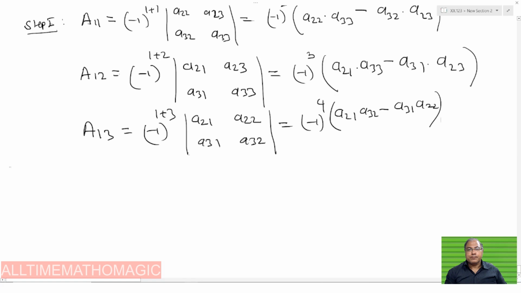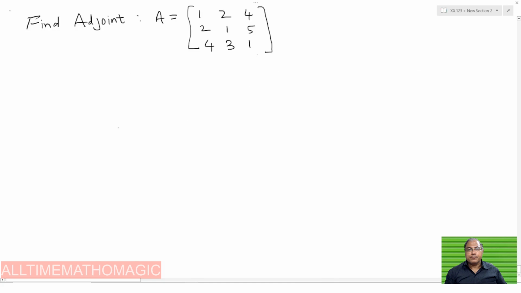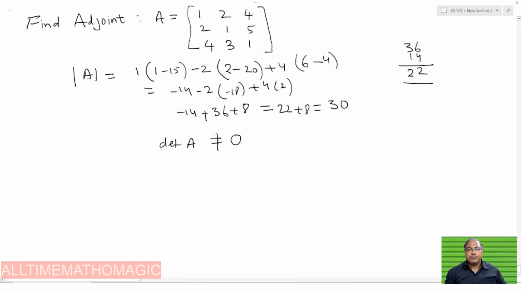Now I will take one example and solve one complete problem for you, so that you will get an idea how to find the adjoint of a 3 by 3 matrix. We have to find the adjoint of A equal to 124, 215, 413. Step 1, find the determinant of A. Here the determinant of the given matrix is equal to 30, that is, determinant of A is not equal to 0. If determinant of A is not equal to 0, we can proceed further.